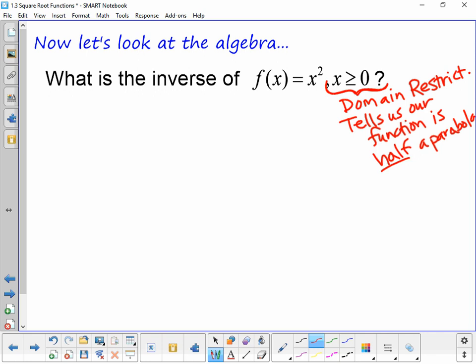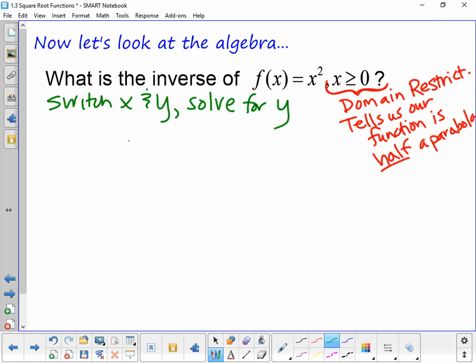So when we're finding the inverse algebraically, we don't use that information as we're finding the inverse function. We just have to know that it's only half of a parabola in order for the inverse function to actually be a function. So we're going to follow exactly the same procedure that we followed last time to find an inverse function, and that is that we're going to switch x and y, and then we're going to solve for y.